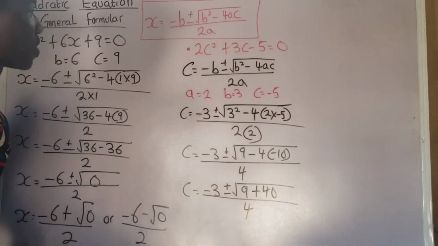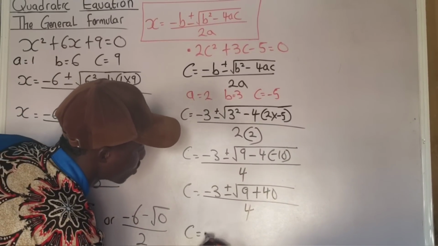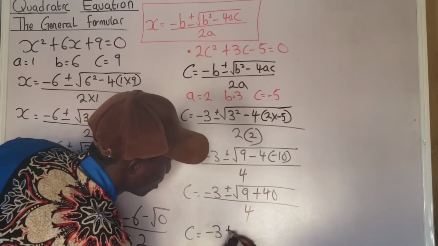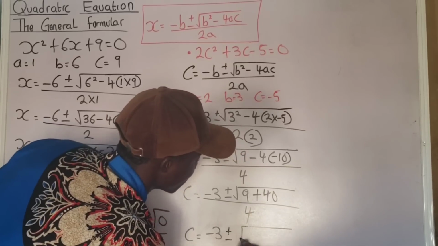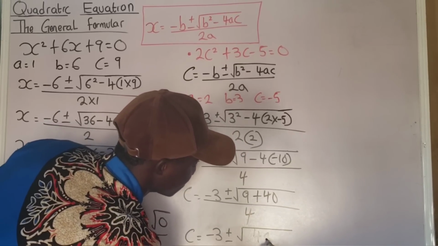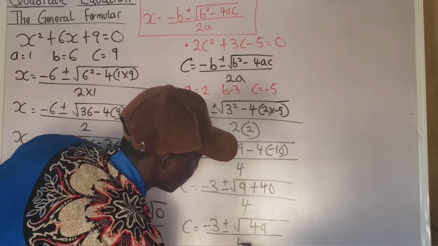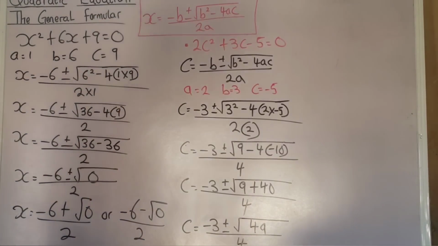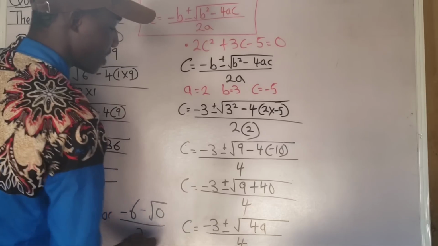From here, we are going to have C equals to negative 3 plus or minus square root of 49 all over 4. Please, do you understand how I got this? I've not done anything. All I did was add 9 plus 40, and that gives me 49. You understand? So now from this point we're going to separate the sign, because we are having two signs, plus or minus. I'm going to separate the sign.